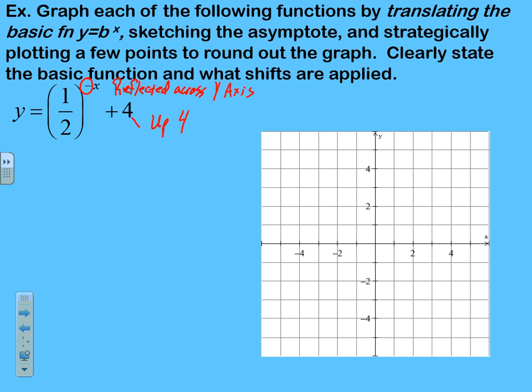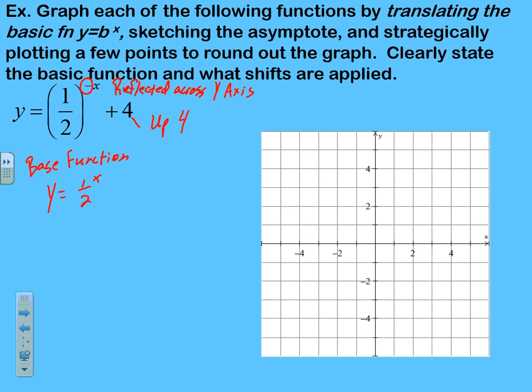Now again, what I want to do for all of these functions, at least until I have done enough to have a good idea of them in my head, is follow this same process. I want to know what my basic function was without any transformations. What would it be? And in this case, with no transformations, it would be 1/2 to the x power.